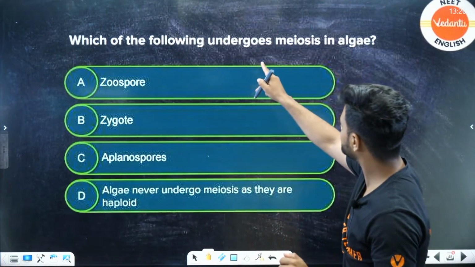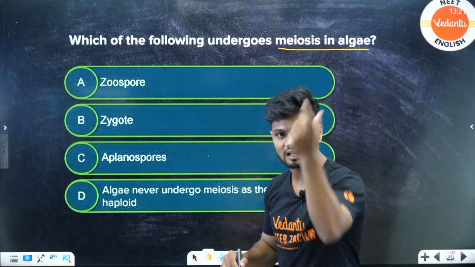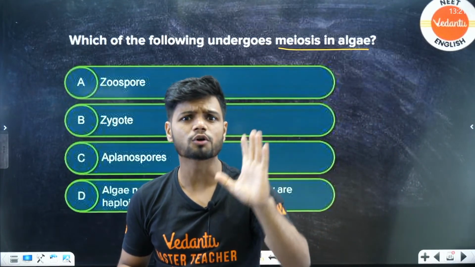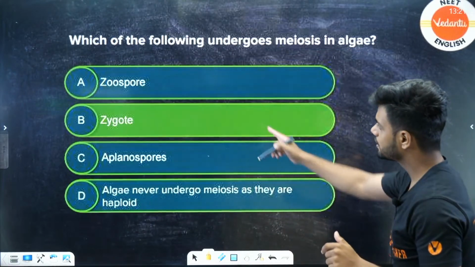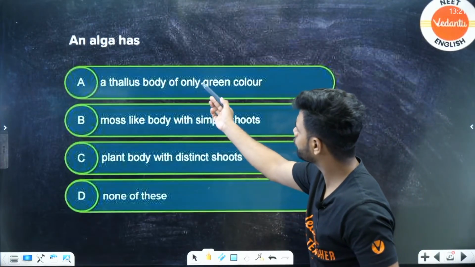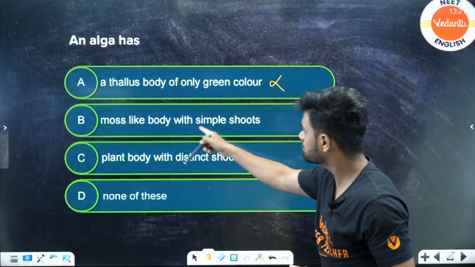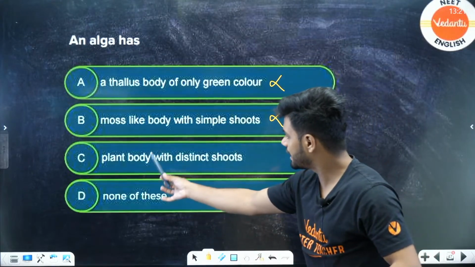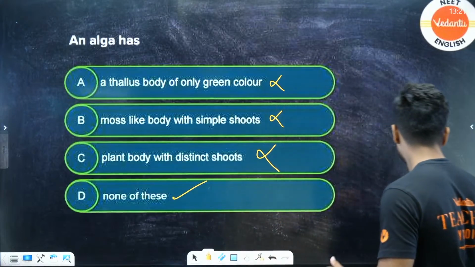First question. Which of the following undergoes meiosis in algae? We just now learnt, in the case of an algae life cycle, your meiosis happens in the zygote stage, called zygotic meiosis. So the answer is going to be zygote. Next, an algae has a thallus body of only green color? No. We have red color, we have brown color. Moss-like body with simple shoots? No. It is thalloid in nature, there is no shoot. Plant body with a distinct shoot? No. It is thalloid. So the answer is none of the above.